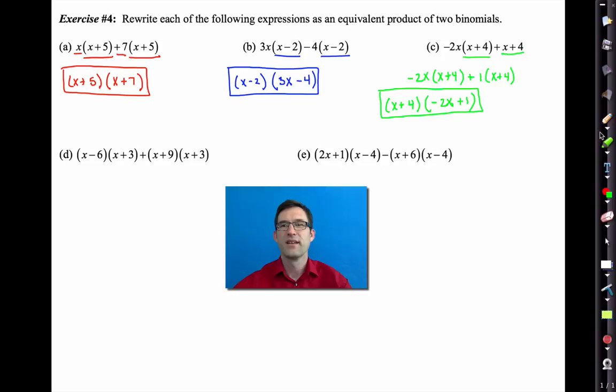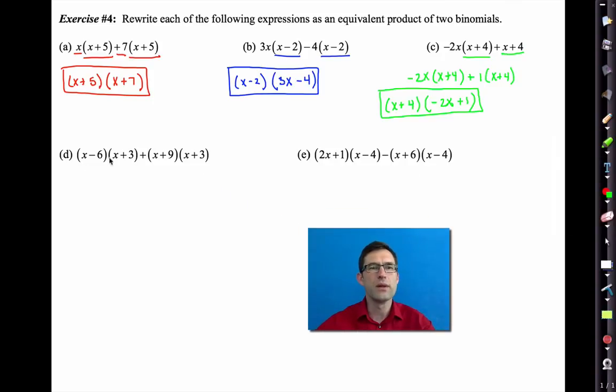All right. Why don't we go back to red? Okay, for letter D, we look. We've got an x plus 3 and an x plus 3. Here's where it's going to take us a little more time. So we take that x plus 3, we factor it out. We have an x minus 6.